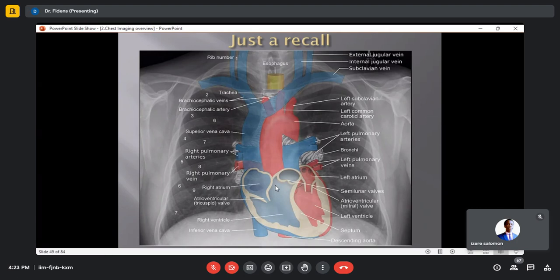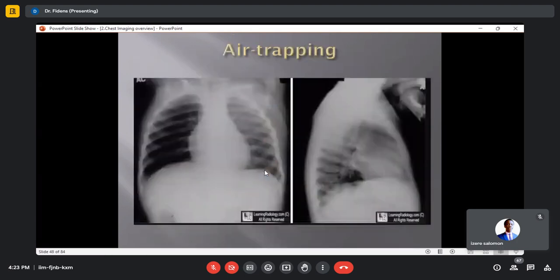I want to just recall here. Question: on the lateral view, how are you discerning that there is air trapping? Because in an expiratory film, why can you see a collection of air somewhere there? It's like you breathe out the air, so how can it be trapped here? Normally it can't. Okay. Is it clear? Yes.